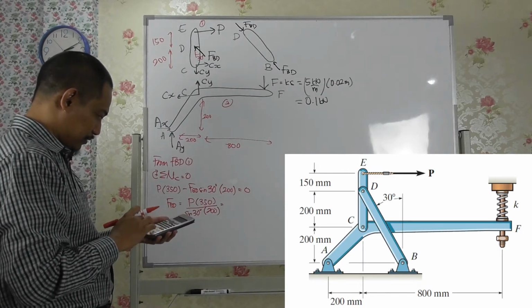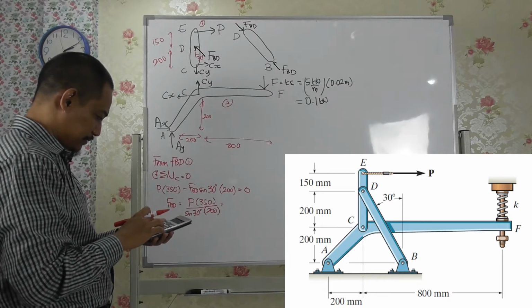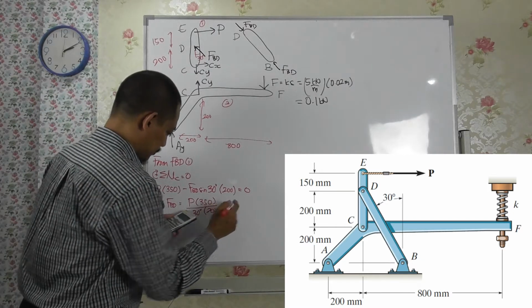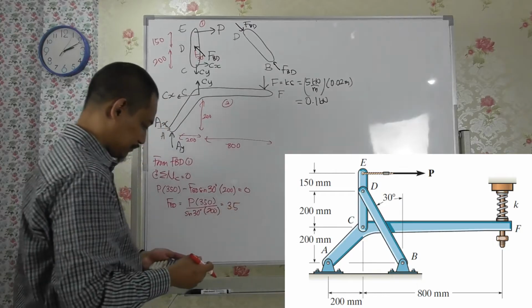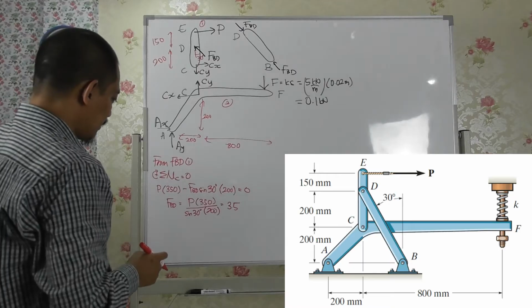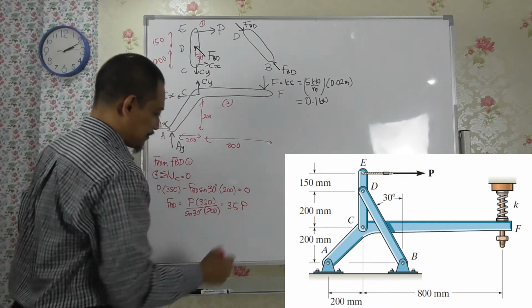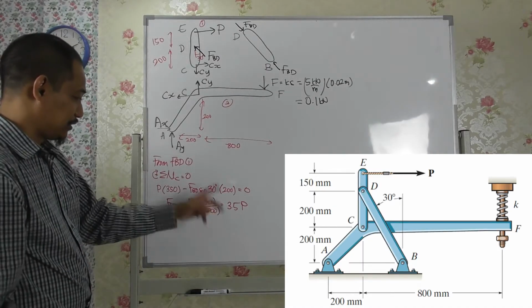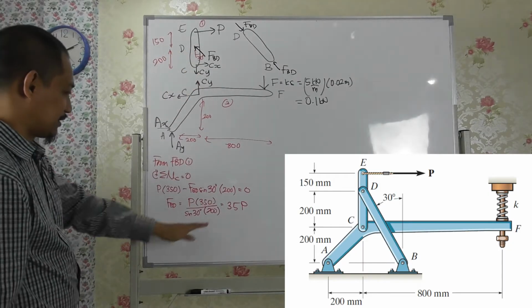(350) divided by 200 divided by sine 30, then you get 7/2 or 3.5, right? Okay, so you have 3.5p. Make sure you do not make that mistake. Alright, so FBD equal to 3.5p, right? So then henceforth you can just replace this, right?